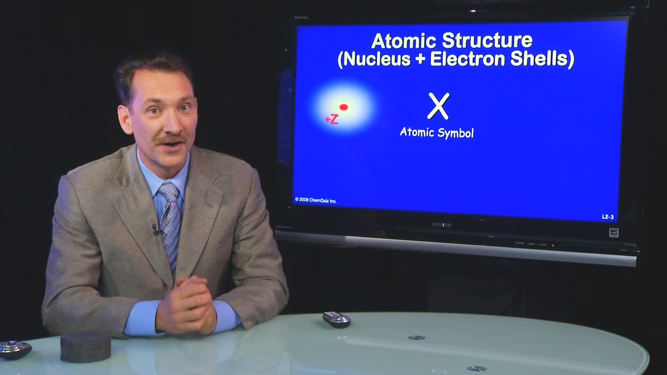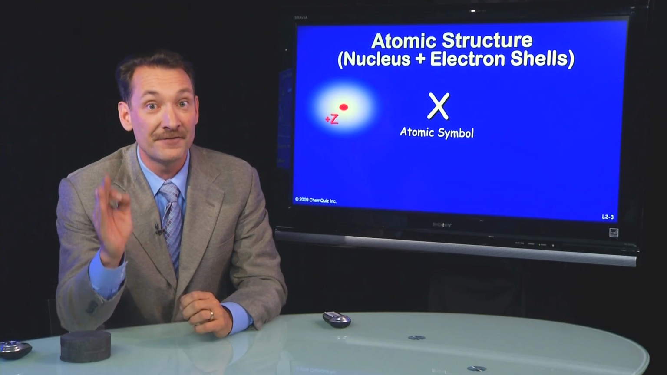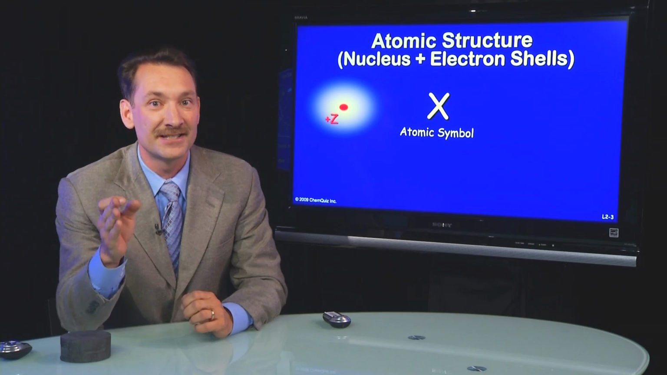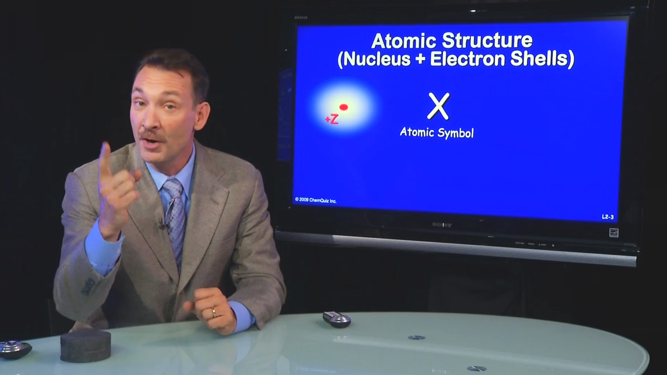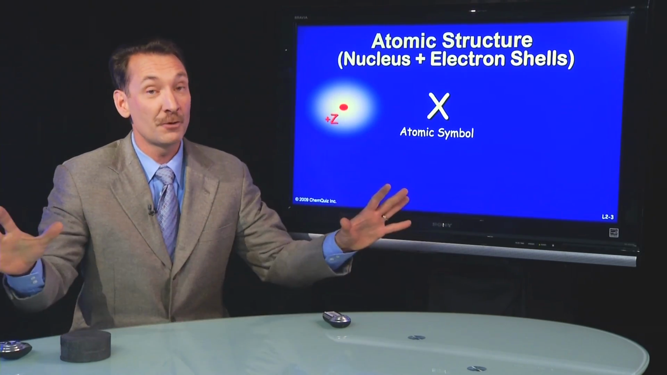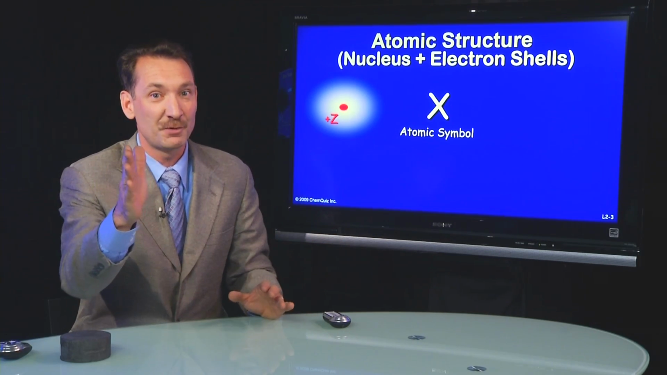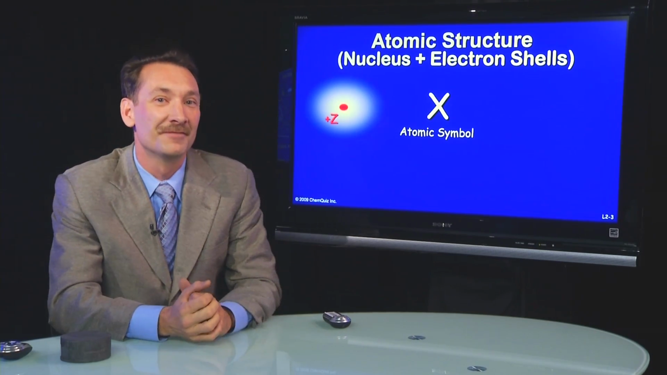Now, a proton is very important for the nucleus because the proton is the single defining factor that determines the identity of the element. If you have 1 proton in your nucleus, you are a hydrogen atom. If you have 6 protons, you're a carbon atom. I don't care what else is in the nucleus, 6 protons, you are carbon.